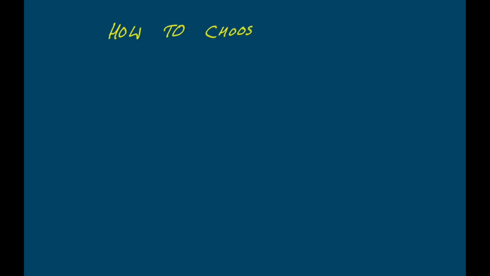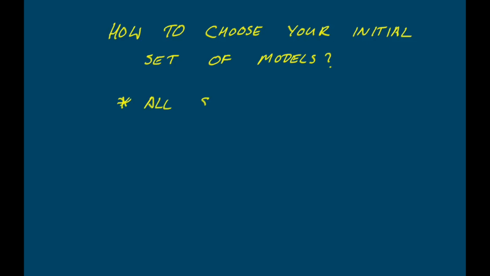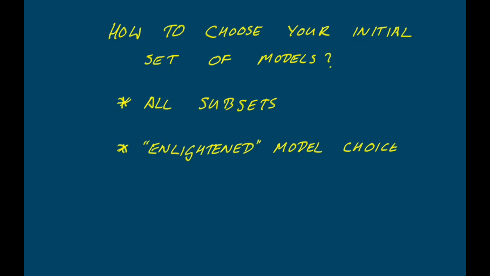Okay, so we've got some principles that we can use when we've got a set of candidate models, but how do we choose our initial set of candidate models? And again, there are a number of different options here. So the kind of equivalent here of the computerized algorithm that selects your models for you is an all subsets analysis, where you analyze all the valid combinations of variables and just choose the one that gives you the best fit.